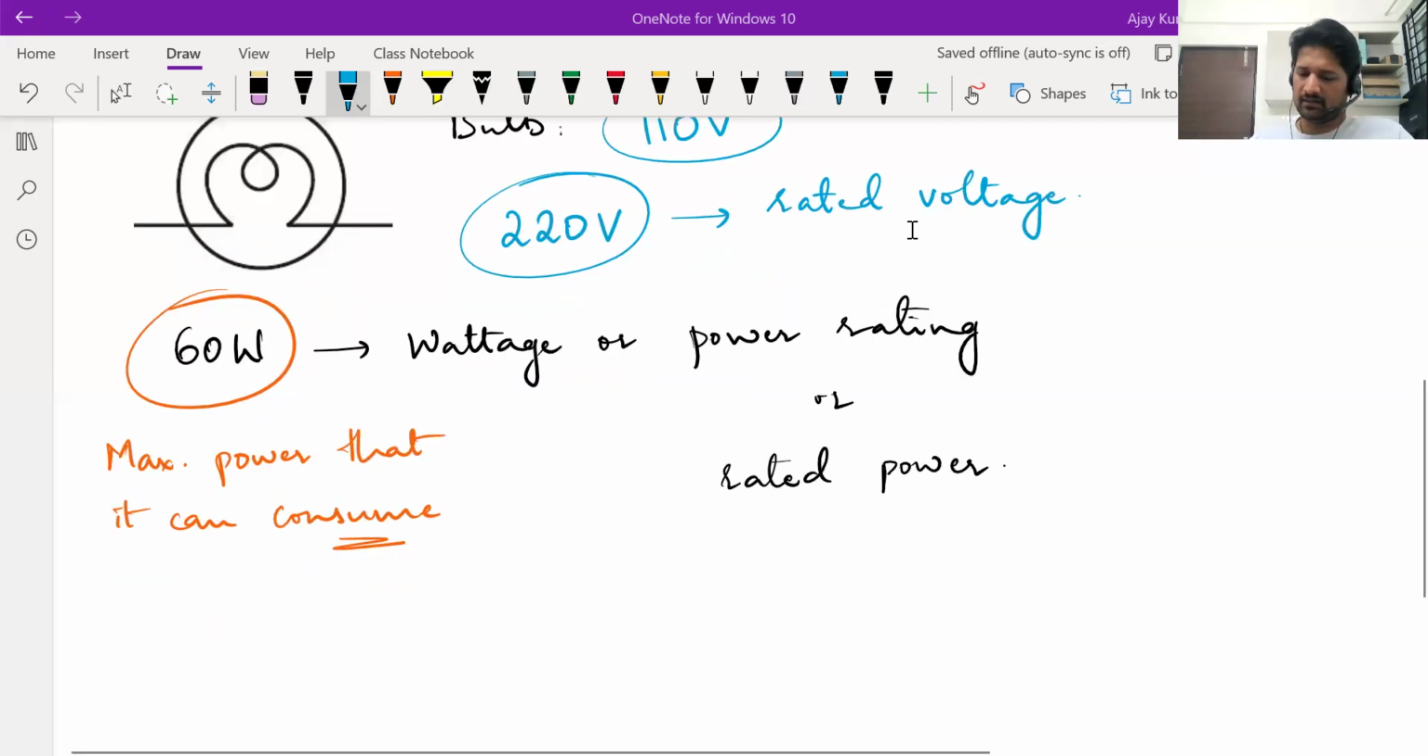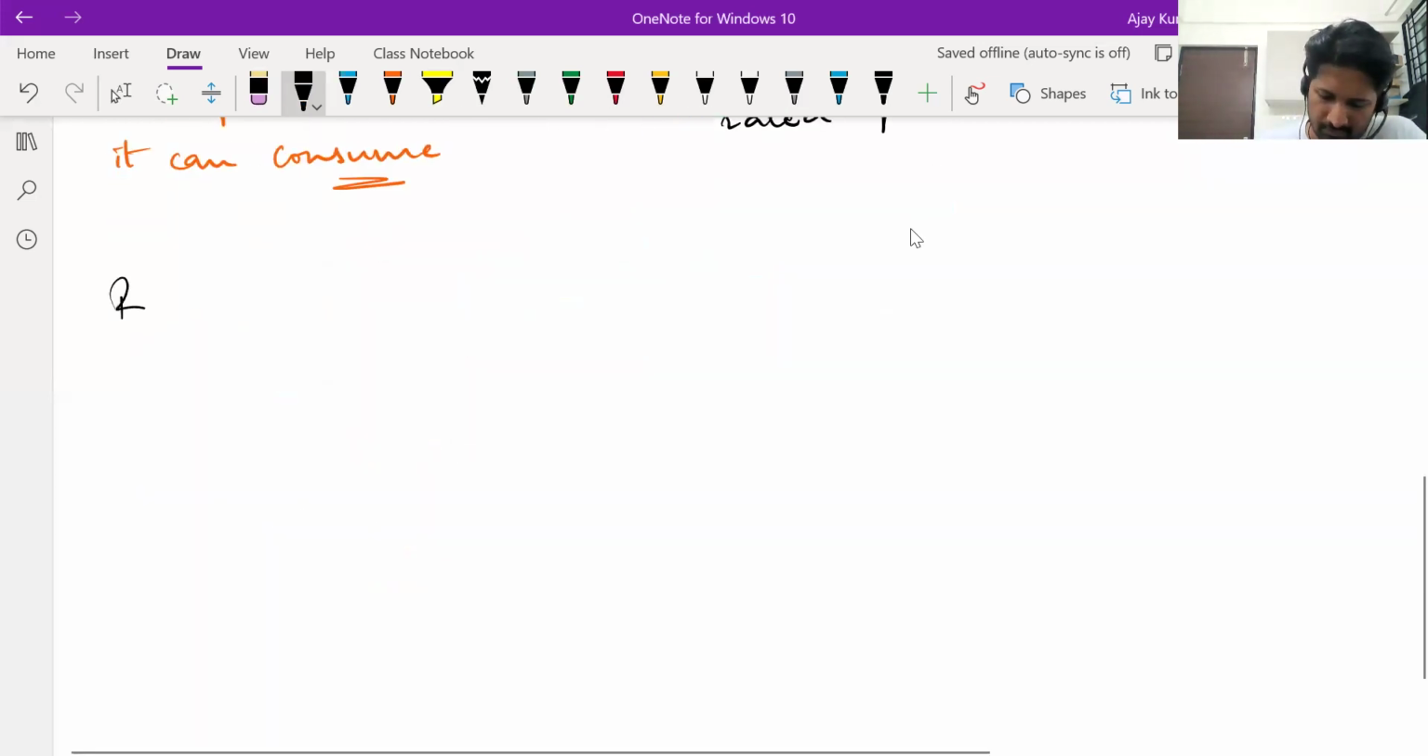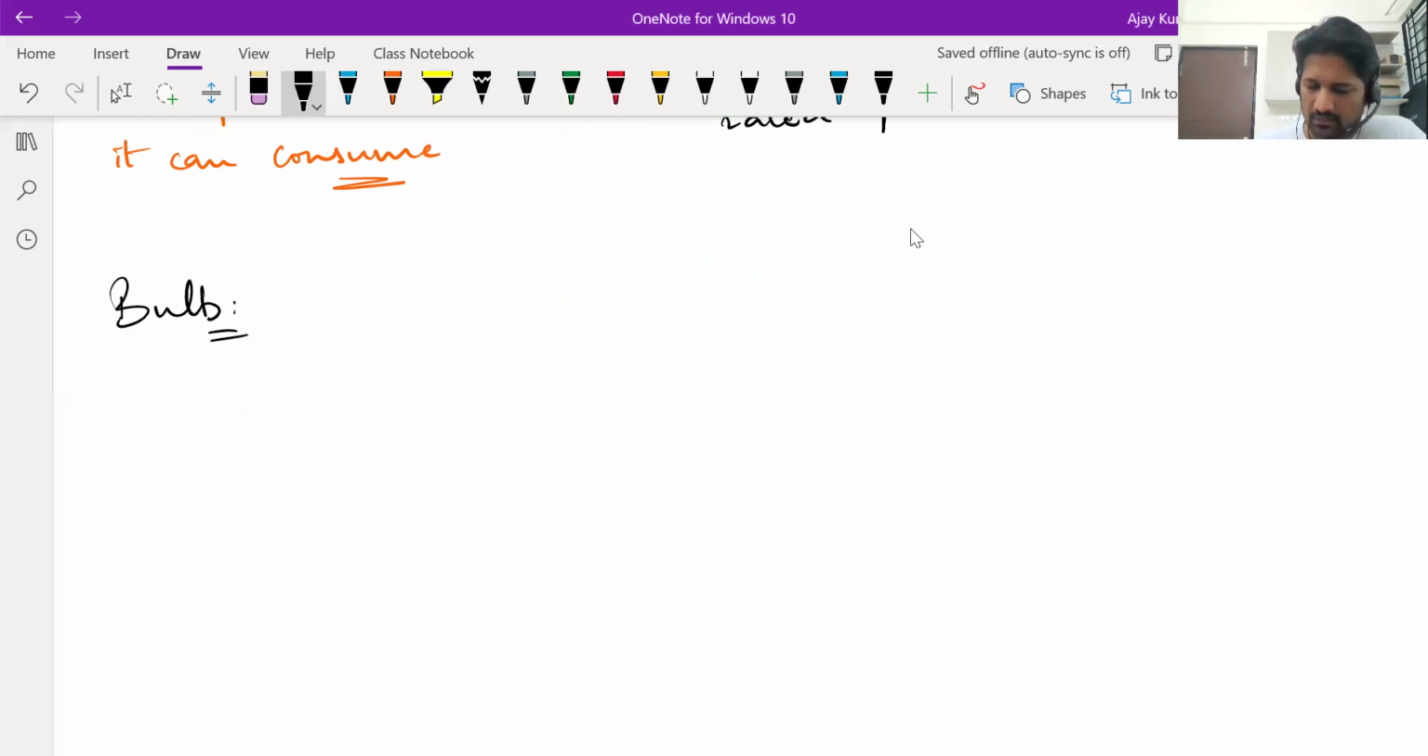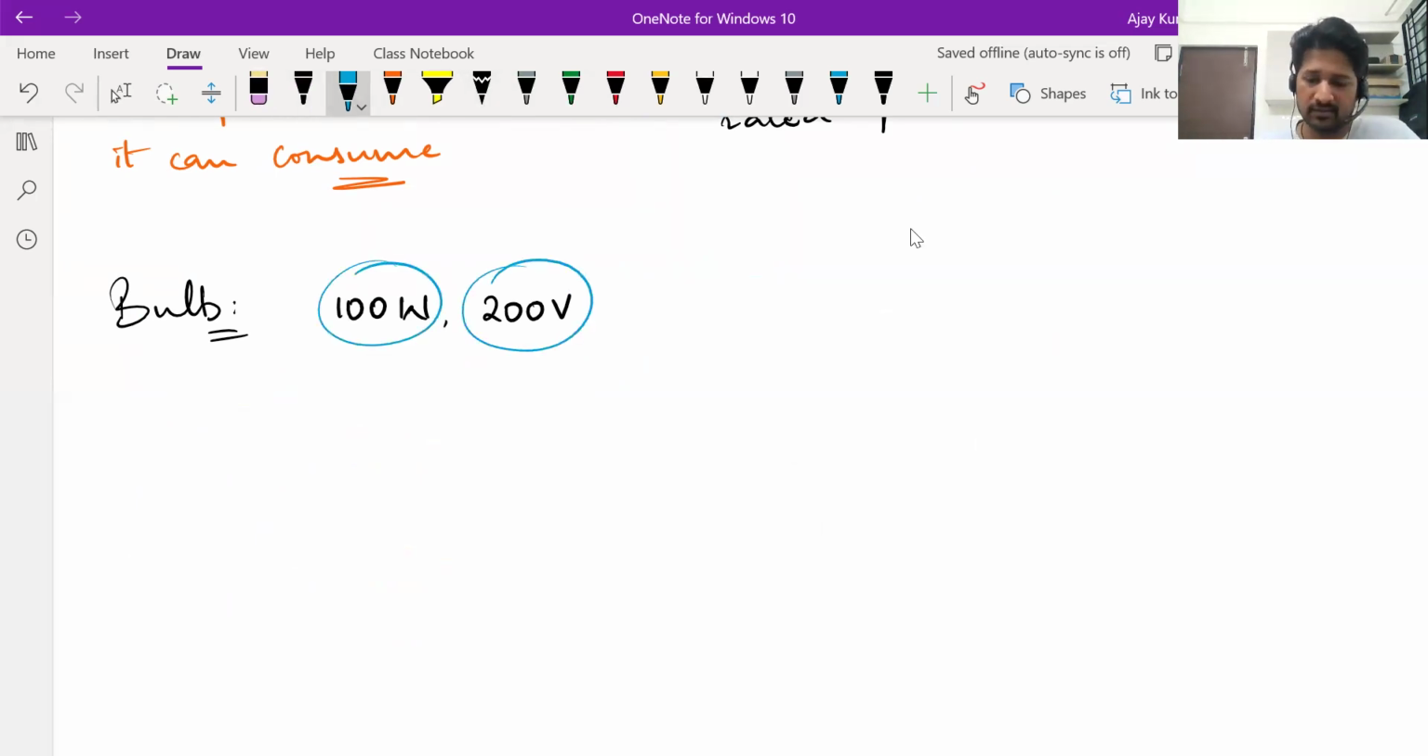Fine. And now suppose there is a bulb which is rated like this, 100 watt, 200 volts. Suppose there's a bulb with these values written on it. That means you should not apply a voltage more than 200 volts across that bulb. And when 200 volts is applied, see, rated power and rated voltage are connected. This is the maximum power, this is the maximum voltage, right?